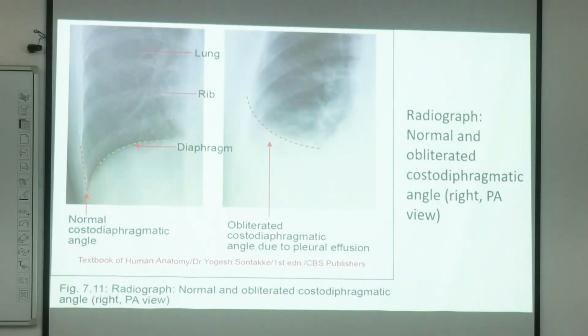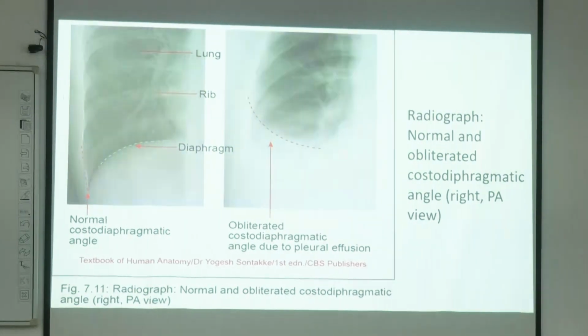And here it is an obliterated costodiaphragmatic angle. You cannot see the costodiaphragmatic angulation due to the pleural effusion. Collection of fluid has occurred in the costodiaphragmatic recess. In visualization of a chest radiograph, you have to see these points, whether the angles are obliterated or not.